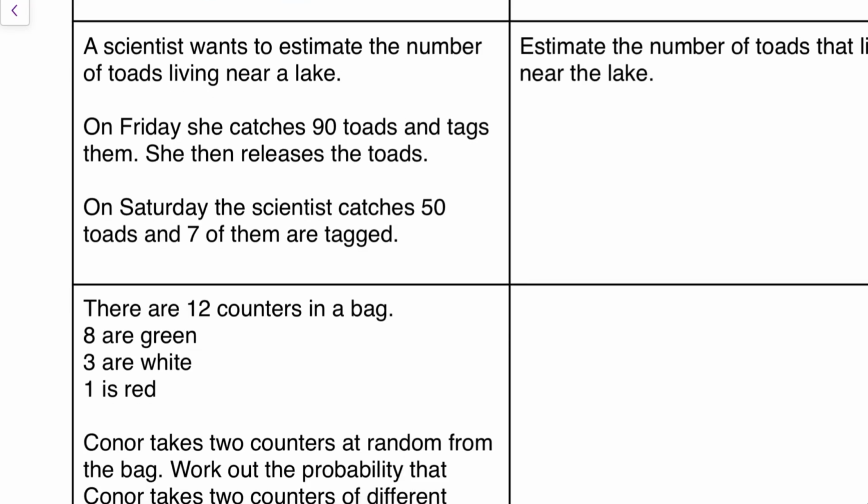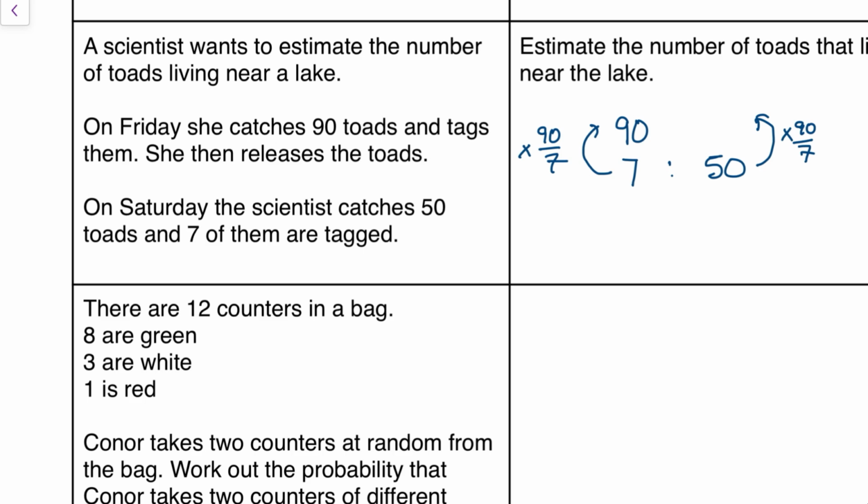Okay, this is going to be one of those estimating questions. So a scientist wants to estimate the number of toads in a lake. On Friday, she catches 90, so she's tagged 90, and then releases them back. And then on Saturday, she catches 50 and 7 of them are tagged. So in other words, if I write it out like this, out of the 50 she caught, 7 are tagged. But I know 90 are tagged, so therefore I need to scale this up by multiplying by 90 over 7. So I need to do the same thing here. So multiply by 90 over 7.